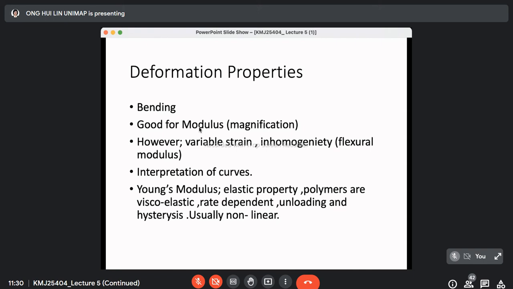However, variation in strain and inhomogeneity, the flexural... if our specimen is not prepared in good condition, our result may be inaccurate. That always happens. So the manufacturer has to control that.